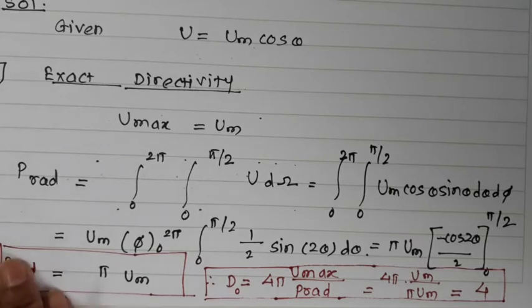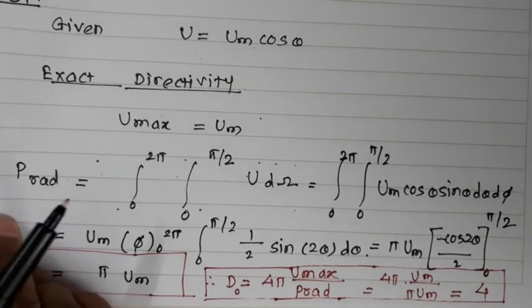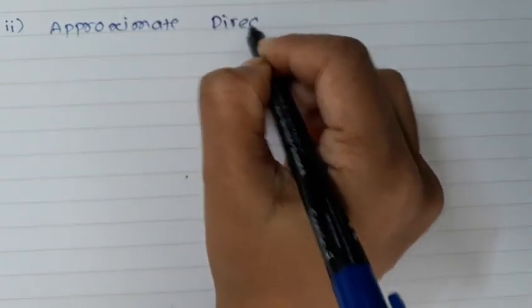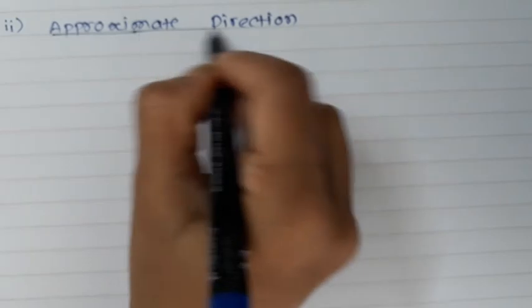Now to find out the approximate directivity, the approximate directivity value is obtained using the half power beamwidths. So to solve this one, I need to find out the half power beamwidth. So let us solve the second thing, that is the approximate directivity. How can I go for this approximate directivity? We know that our approximate directivity depends on the half power beamwidth. So first find out the half power beamwidth.